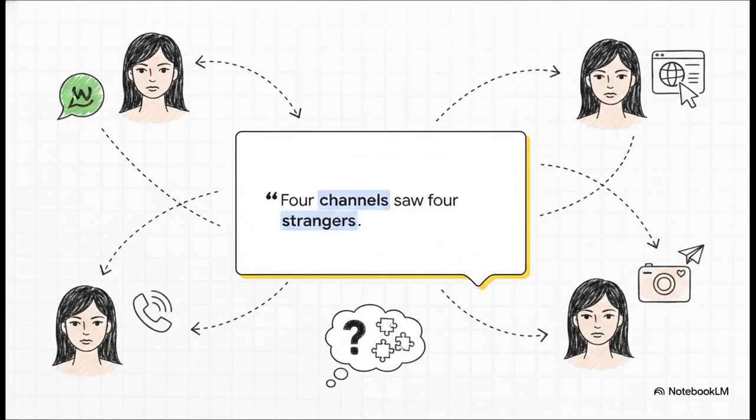And here's the real kicker. When you finally log in, your team is flying totally blind. By morning, this single high-intent buyer shows up as an Instagram follower, an unknown WhatsApp contact, an anonymous website visitor, and a missed caller. One customer. But to you, she looks like four completely anonymous strangers.